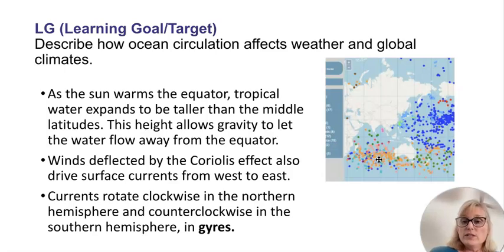Then we have the Coriolis effect, and we have winds that can blow and make waves that can mix up the water in that way. And you also need to know what a gyre is. It's a circular movement of water, clockwise in the northern hemisphere and counterclockwise in the southern hemisphere. And let's take a look at those.